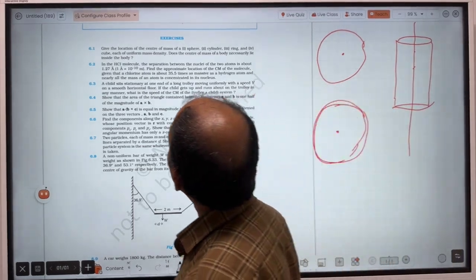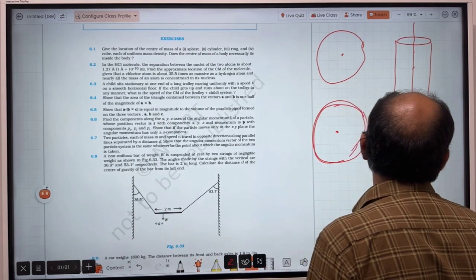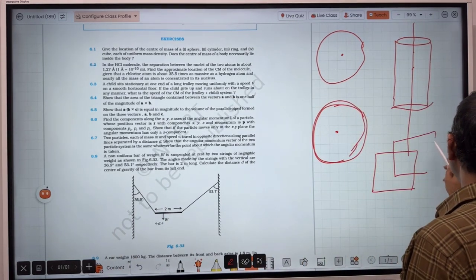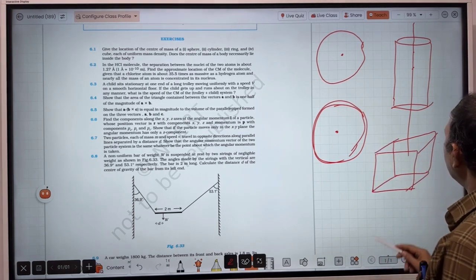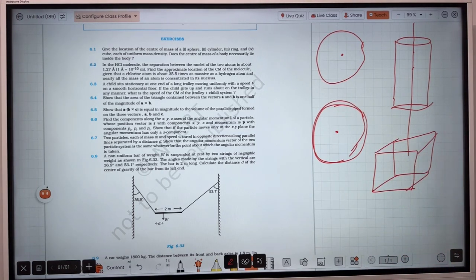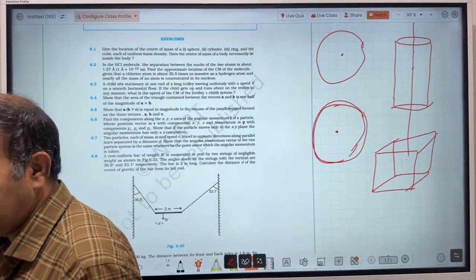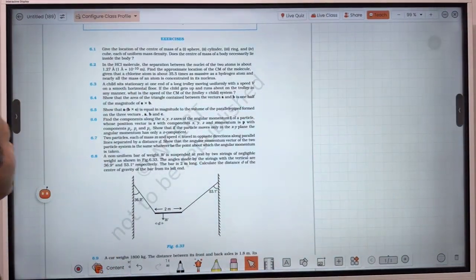And the next question is, if you are given a cube and you want to find out the center of mass, then in that case the line joining the opposite diagonals will intersect at one point and there the center of mass lies. So this is the first question. Now let's see the second question.